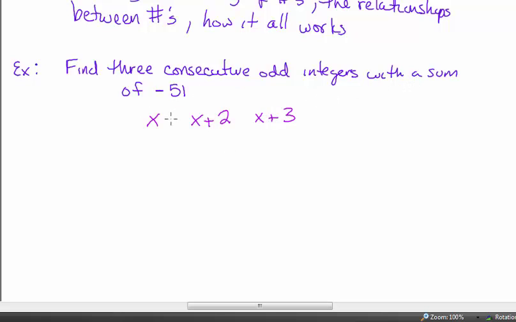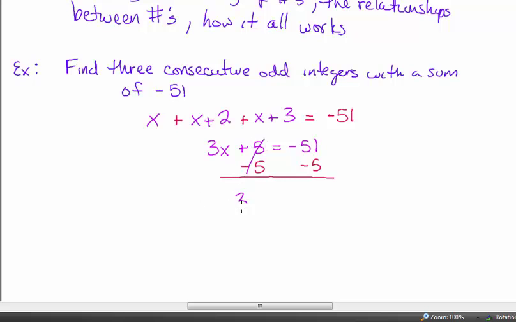And I want to have a sum, so that means I add them together. Let's do that in a different color just to differentiate. So I add my 3 integers together and they equal -51. x plus x plus x, that's 3 like terms. That gives me 3 x's, and then 2 and 3 is 5. Okay, so my first step is to collect my like terms. Then I want to get that x alone, so I'm going to subtract 5 from both sides so that my +5 and -5 will cancel, leaving me with 3x is equal to -56.